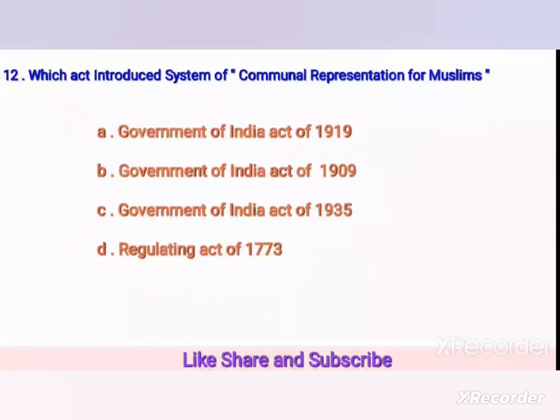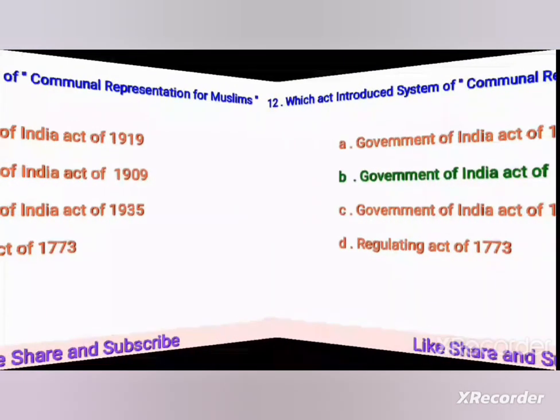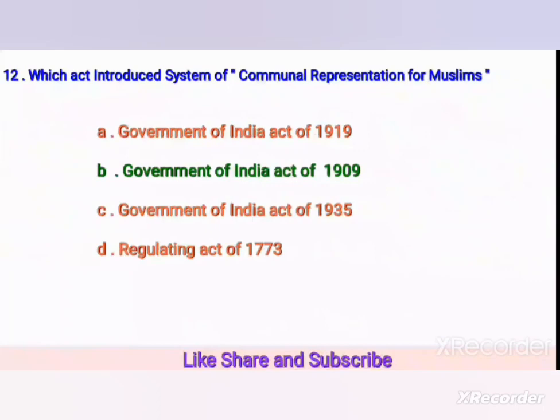Which act introduced system of communal representation for Muslims? Option A, Government of India Act of 1919. Option B, Government of India Act of 1909. Option C, Government of India Act of 1935. Option D, Regulating Act of 1773. And correct answer for this question is option B, Government of India Act of 1909.